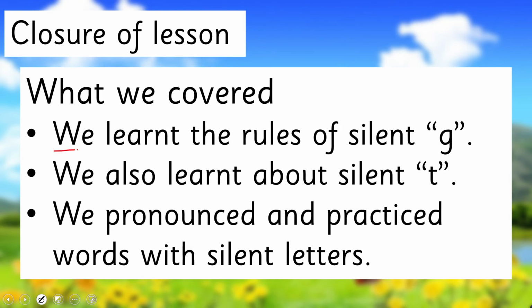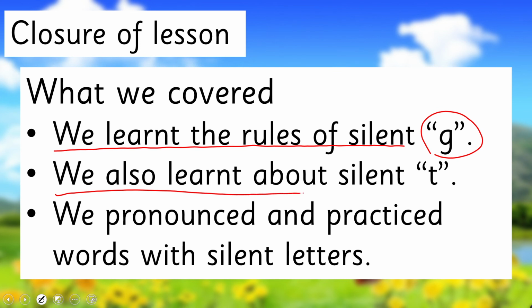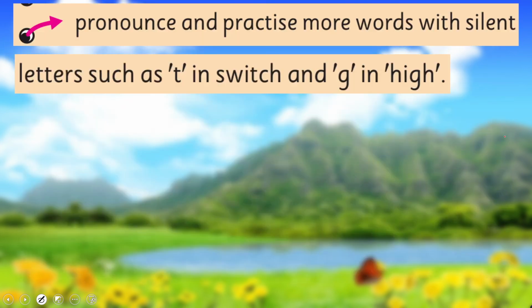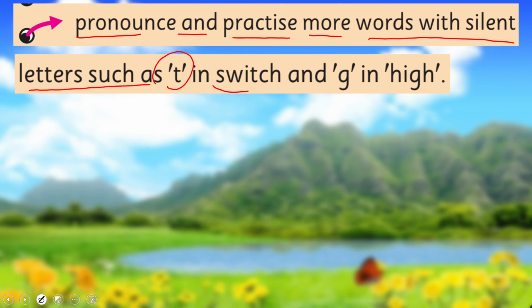And what have we learned? We learned the rules of silent G. We also learned about silent T, and we pronounced and practiced words with silent letters. We also learned silent H, G, and T. We practiced all these words. So in this way, we covered our SLO to pronounce and practice more words with silent letters such as T in switch and G in high.